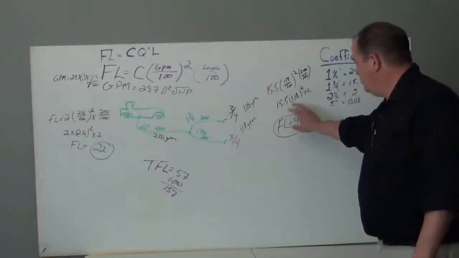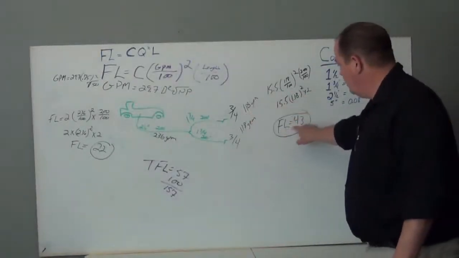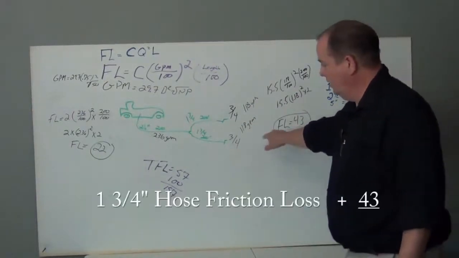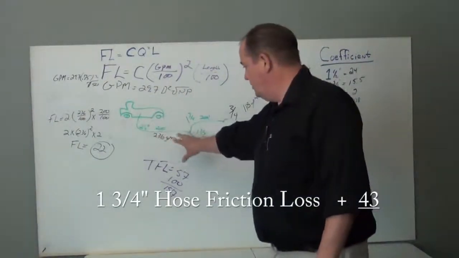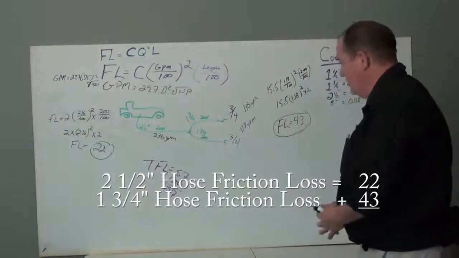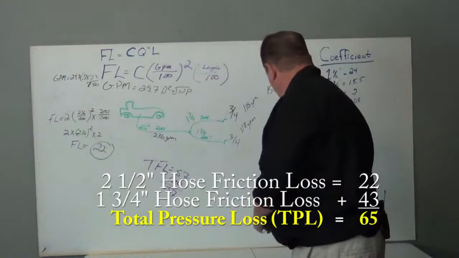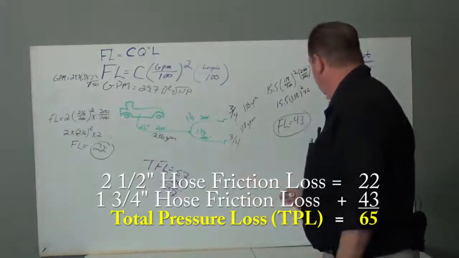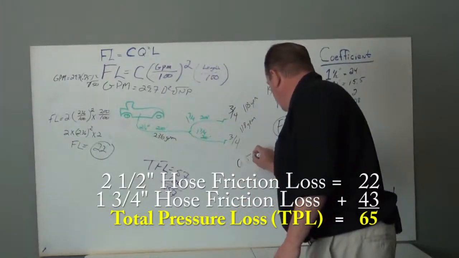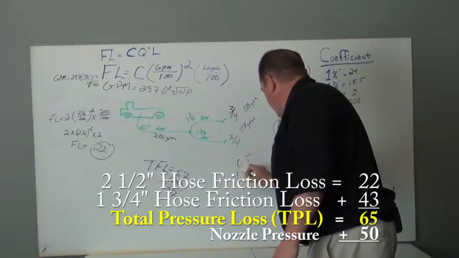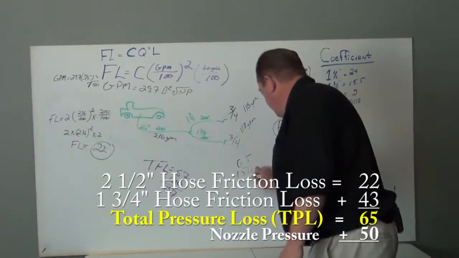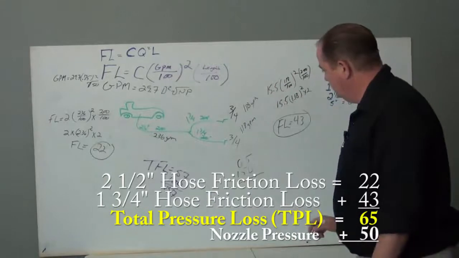So our friction loss for the 3/4 at 200 feet is 43. Our friction loss for the 2.5 is 22. We add those together. That is what, 65? Let me use black. So that's, yep, 65, plus our nozzle pressure is 50. What's that, 115?